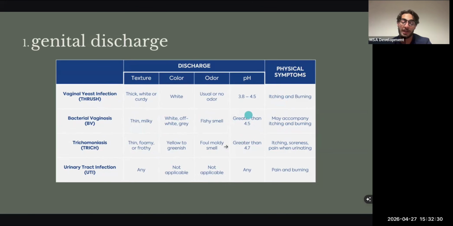Trichomonas is also going to have a high pH, but this time it has a foul smell. So don't think fishy, think foul smell. And yellowish, greenish discharge that's foamy, you're going to think Trichomonas.